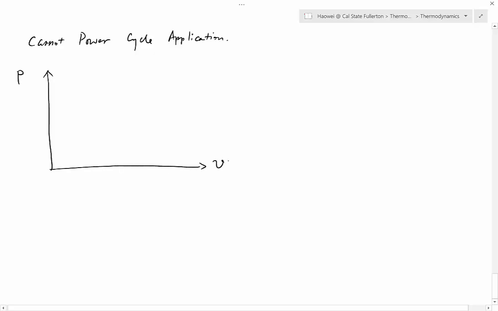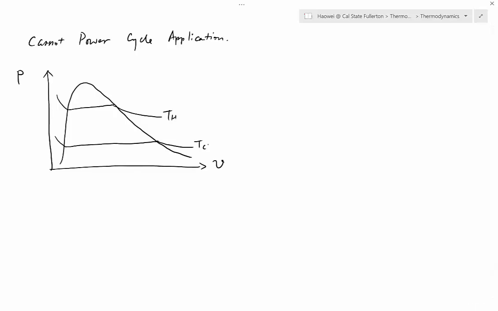P versus nu diagram. And first of all, vapor dome. And then on the vapor dome, we have two constant temperature lines. Curve down, go straight, and then curve down. Okay, the top one is T hot, temperature inside the boiler. Bottom one is TC, temperature in the condenser. If you forgot about this, you can go back to our videos.